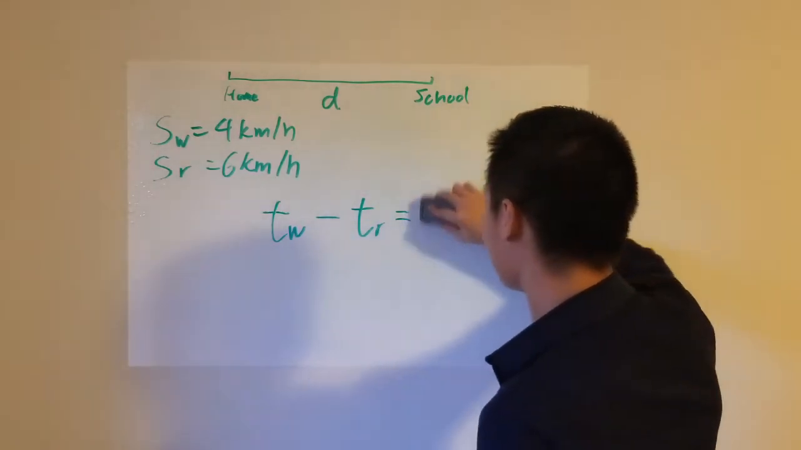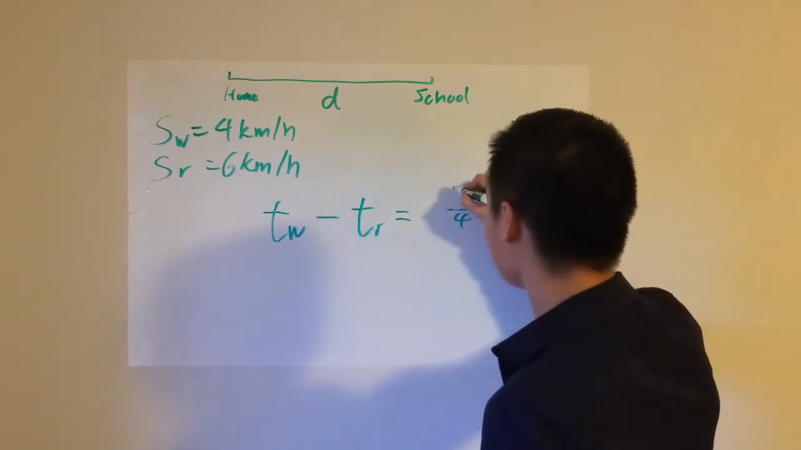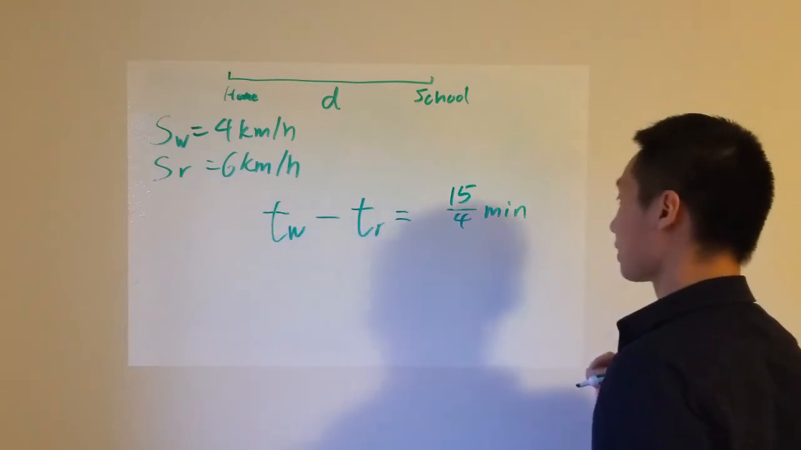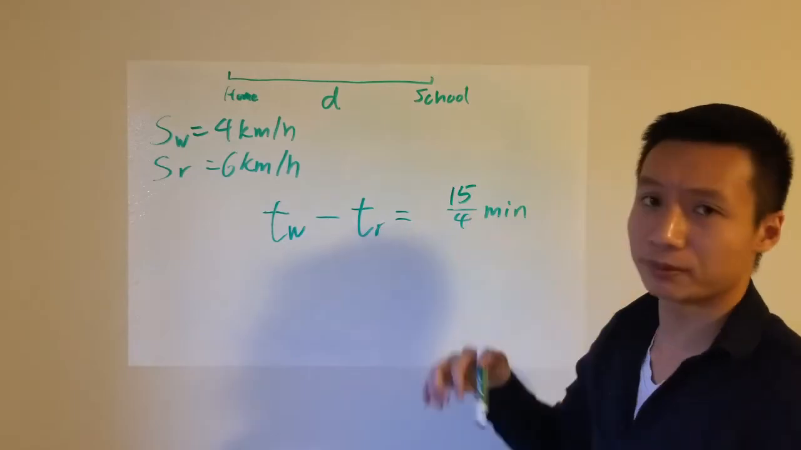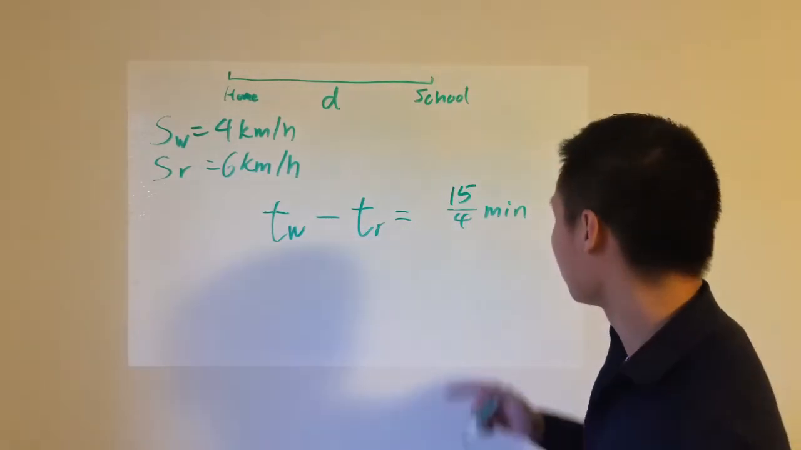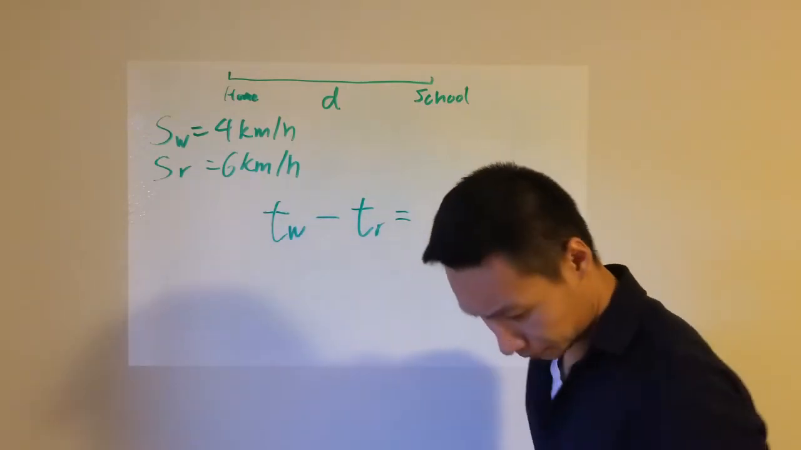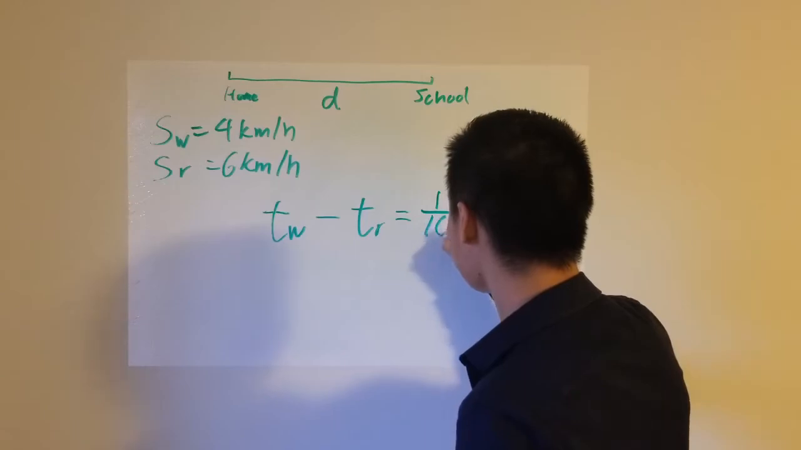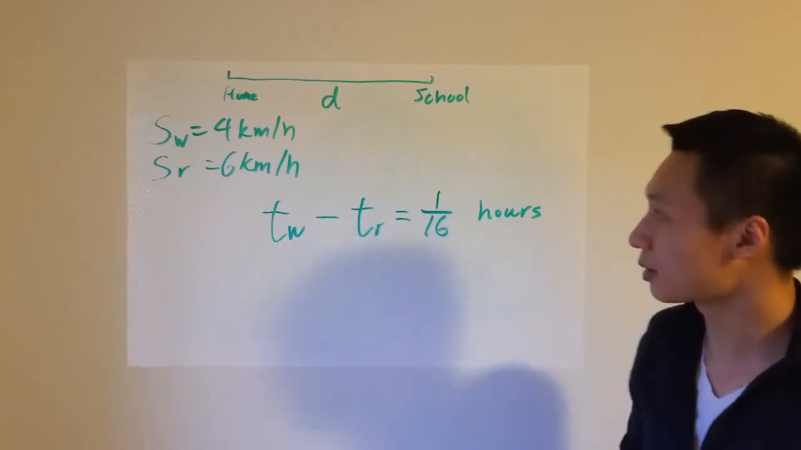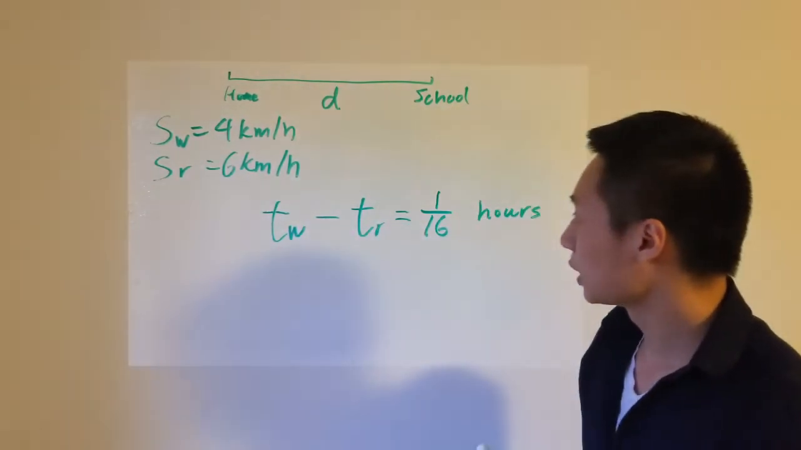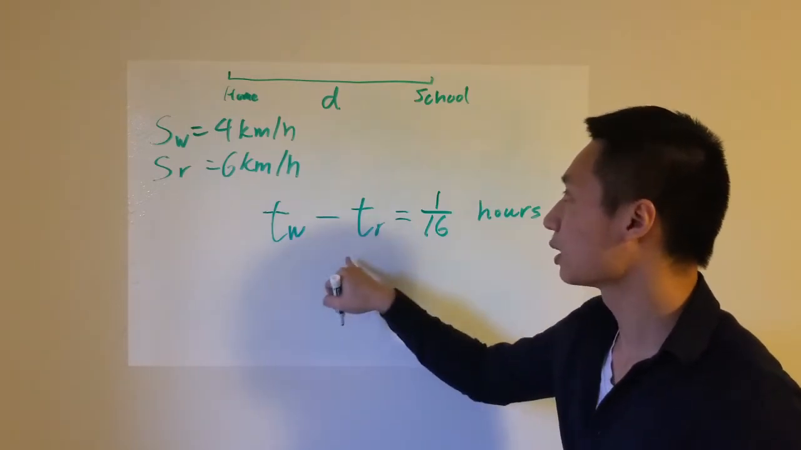Let's first change this into an improper fraction. So 4 times 3 plus 3 is 15. So this is 15 over 4 minutes. And to go from minutes to hours, you need to divide this value by 60. So we'll multiply by 1 over 60. It simplifies to 1 over 16 hours. So now the units are consistent.